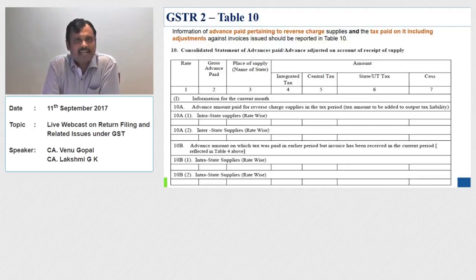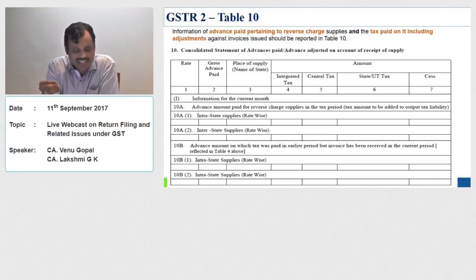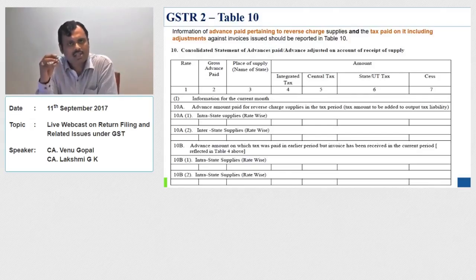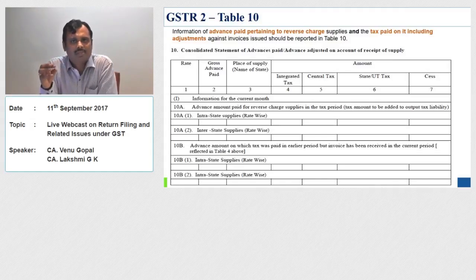Now again under A, you have two subtables 1 and 2, where all your intrastate payments you are reporting under 1 and all interstate payments you are reporting under 2. Even here, the expectation of reporting is you select the rate, how much is 5%, 10%, whatever the rate, how much is the advance you have paid, and the place of supply to be selected.